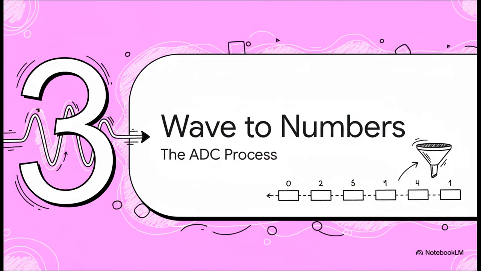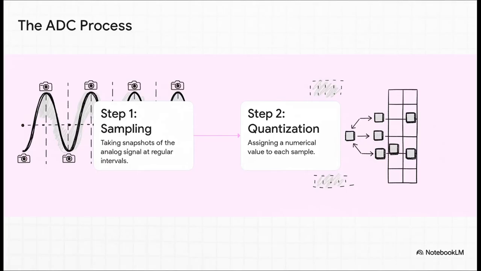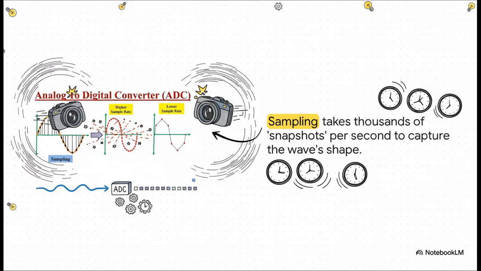But how? How does an ADC actually do that? How do you turn a smooth, continuous wave into a list of numbers? It's a really cool two-step process. So the whole thing breaks down into two main ideas you see here. First, there's sampling, which is all about when to measure the wave. And second, we have quantization, which decides what value to give each one of those measurements. Let's dig into each one. Sampling is pretty much what it sounds like.